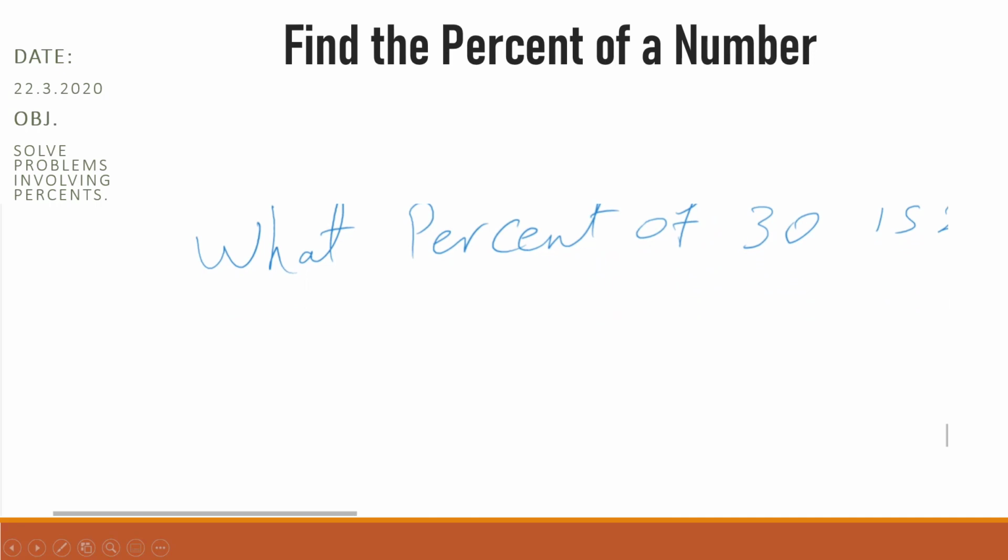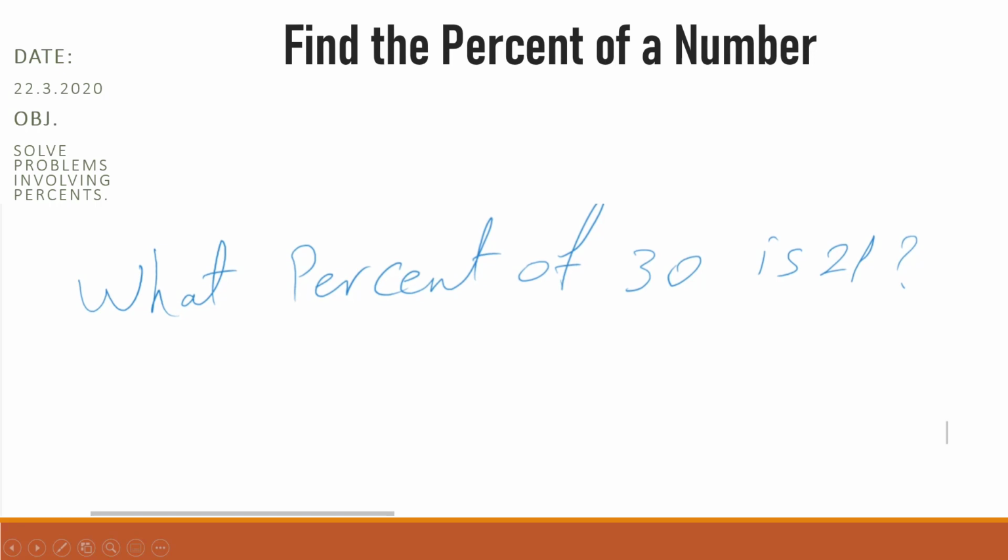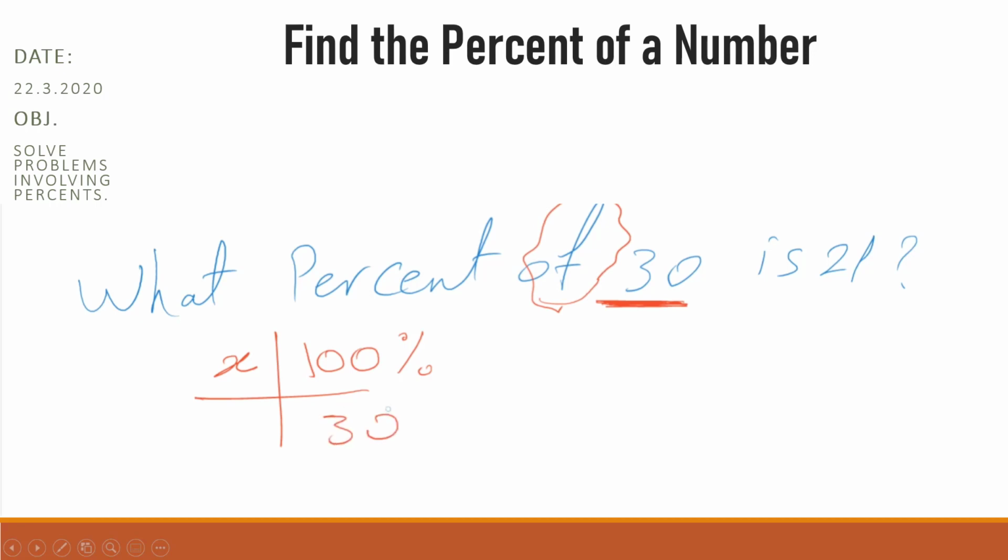Let's see another question. What percent of 30 is 21? Okay, let's do the same with the table. We have 100%. I don't know the percent, so I will name it x. And 30 is the total because I want the percent of 30. So 30 is 100%, and 21 is equivalent to x percent.